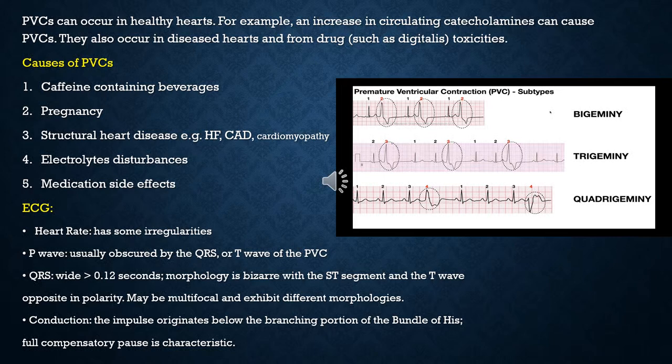How can I see the PVC in the ECG? As we said before, the heart rate has some irregularity. The P wave is usually obscured by the QRS complex or the T wave of the PVC. So in the PVC, I can't see a P wave. The P wave is seen in sinus rhythm before or after the PVC, but in the PVC itself, the P wave doesn't appear. The QRS is wide, more than 0.12 seconds. Morphology is bizarre, with the ST segment and T wave in the opposite direction. It may be multifocal or unifocal, maybe bigeminy, trigeminy, couplets, triplets, or whatever. Conduction: the impulses here originate below the branching portion of the bundle of His, and the PVC, as I mentioned before, is followed by a full compensatory pause, which is characteristic of PVCs.